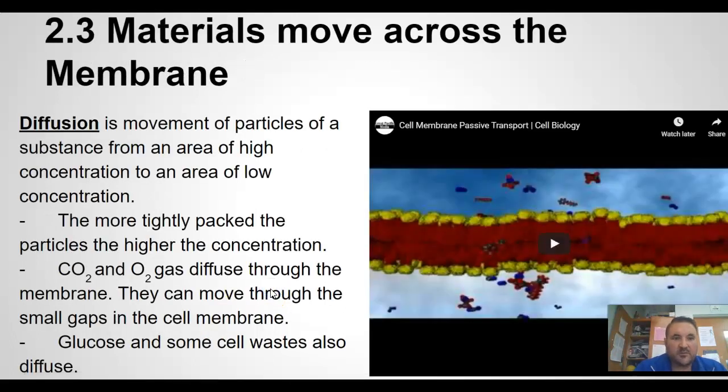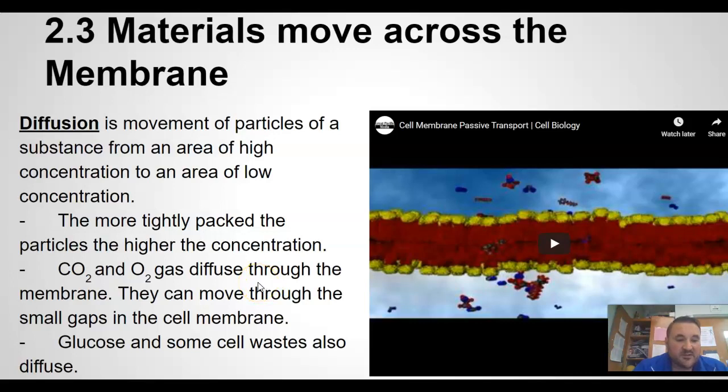Materials move across the membrane, so it's very important to get stuff in and out of the cell membrane. One of the ways we do that is by diffusion. Diffusion is movement of particles of a substance from a high concentration to a low concentration. You can think about it as they move from a place where they're really tightly packed or bumping into each other to where they can spread out, kind of like people from the city where it's really high packed of people moving to the country where they can have more ground and spread out.